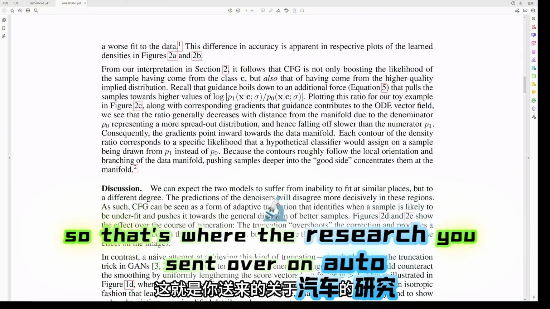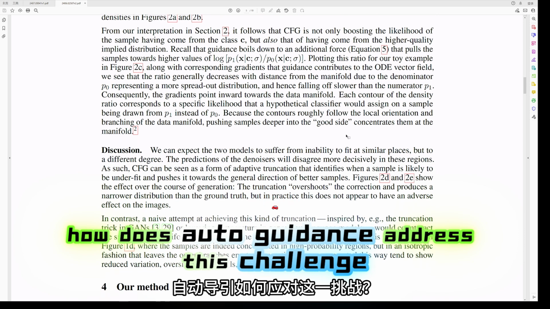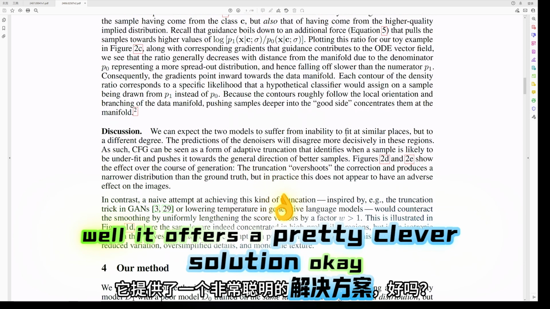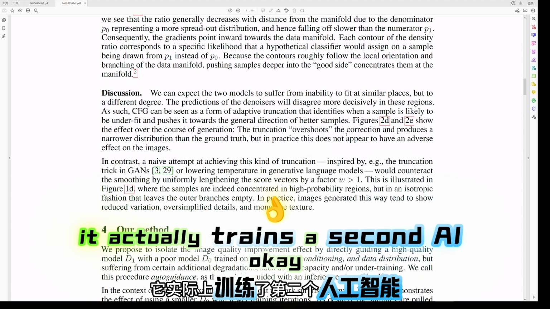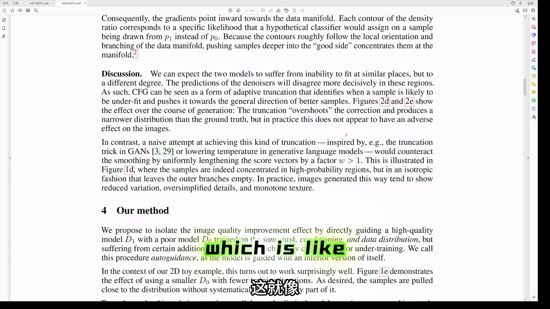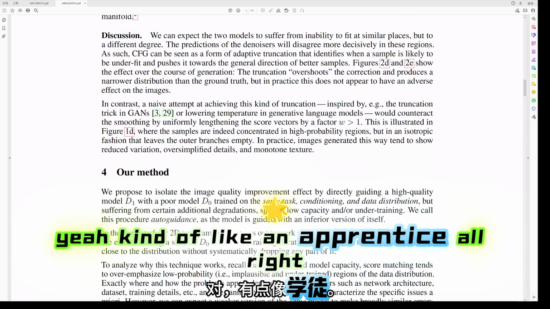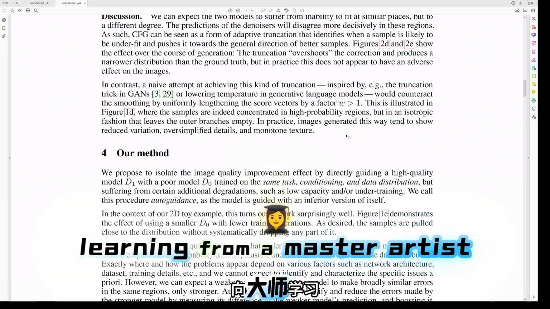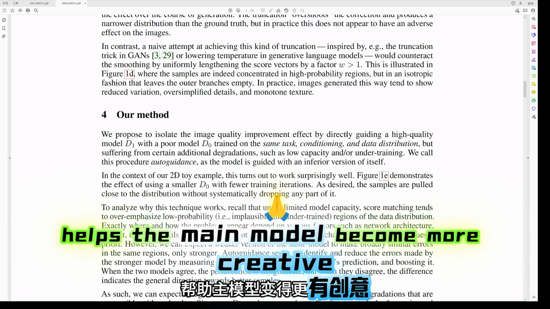Exactly. That's where the research you sent over on auto guidance comes in. So how does auto guidance address this challenge? Well, it offers a pretty clever solution. Instead of relying on two separate brains, it actually trains a second AI, which is like a less powerful version of the main model. Like a little mini version of it? Yeah, kind of like an apprentice learning from a master artist. So this apprentice AI helps the main model become more creative.